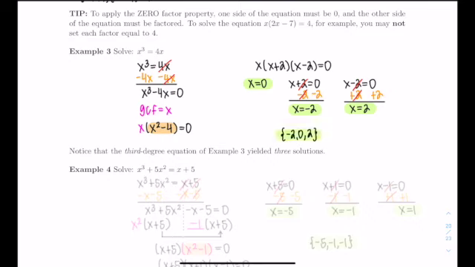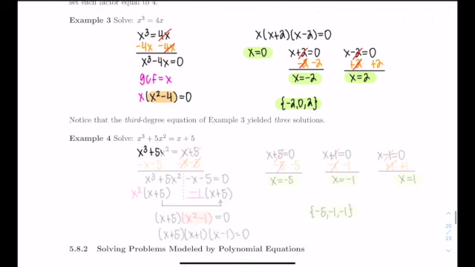Now notice that the third degree equation in that last example gave me 3 solutions. If we go back and look at the previous ones, the degree was 2 and we got 2 solutions. Let's try example number 4. We have x cubed plus 5x squared equals x plus 5. So again, we don't have one side equal to 0, which means we need to move everything to one side.